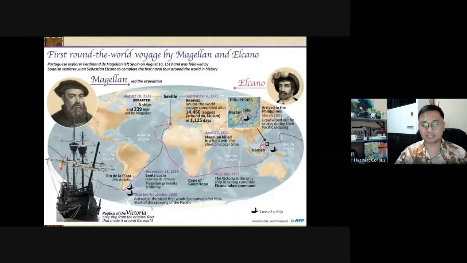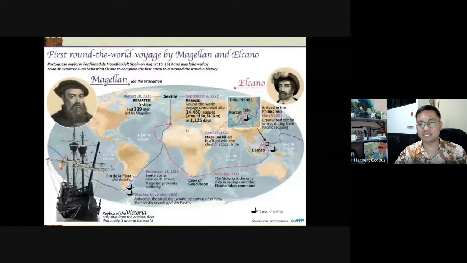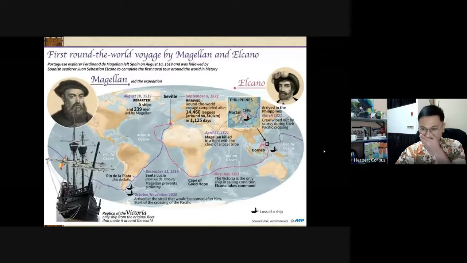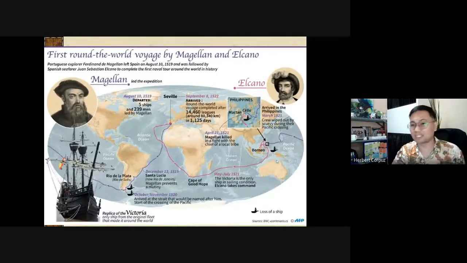Tinawag na Magellan Strait. Then after that, they were able to cross and reach the Pacific Ocean. Then tutuloy natin yung violet na iyan, nandyan yung line going to this area, and that is part of the Philippines. So they arrived in the Philippines in March 1521. How many years is that? They started in 1519, then they reached the Philippines in 1521. That's 3 years in the making before they reached the Philippines.